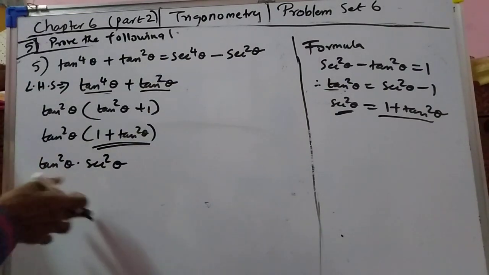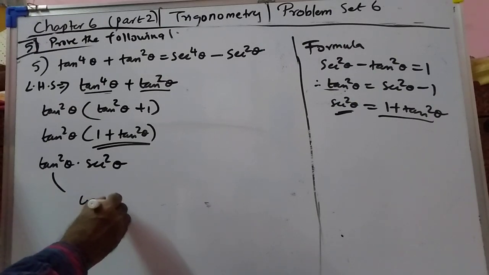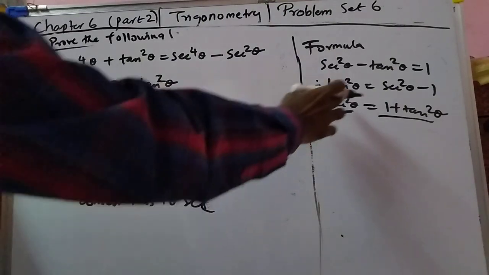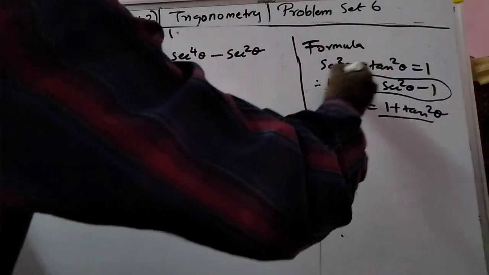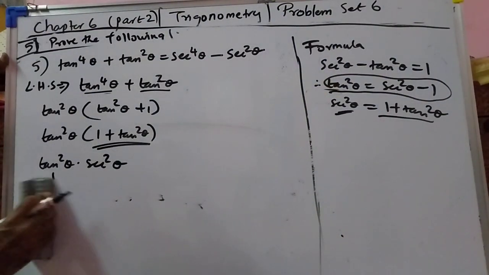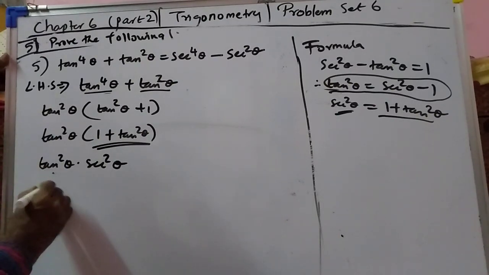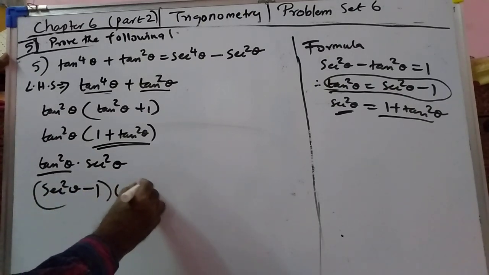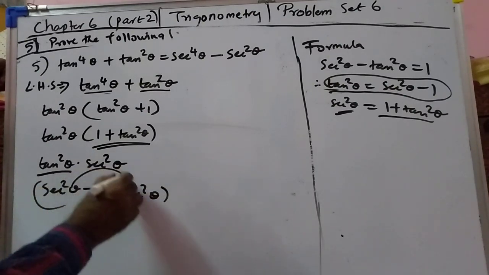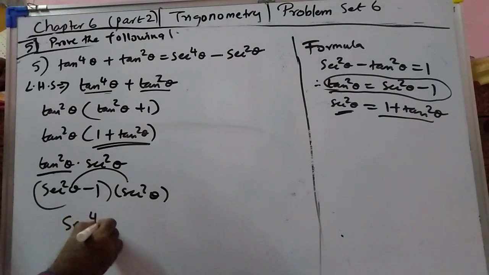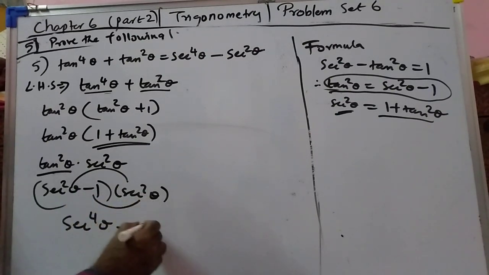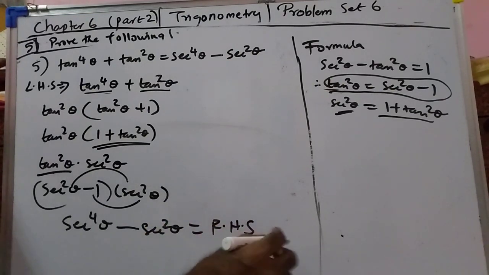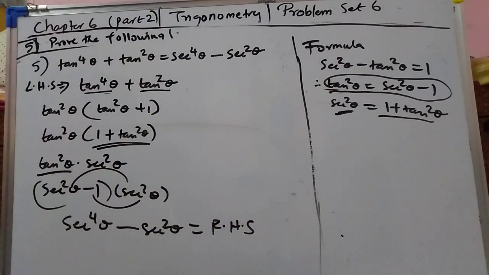That means we have to convert this tan to sec. There is a formula for that, so you apply it here. Okay. So that will become sec square theta minus 1 into sec square theta. Now you multiply this. Sec raised to 4 theta minus sec square theta. That is equal to the right hand side. I hope you got this. Next we'll do the sixth problem.